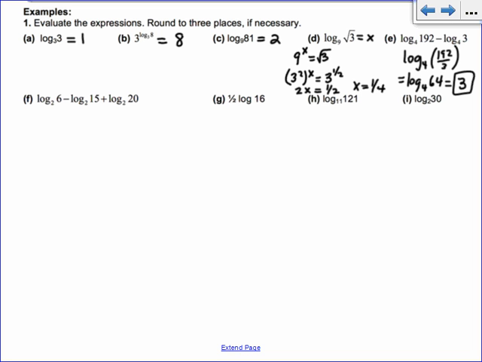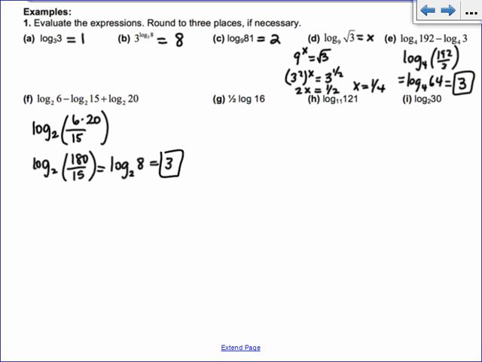All right. So next one, I have subtraction and addition. So if I'm combining, I'm going to have log base 2 of 6 over 15 for the first two. But then I'm adding log base 2 of 20, so I'm going to say times 20. So I'm just going to put it on the top with the 6. So it ends up being log base 2 of 180 over 15, which is log base 2 of 8, which is 3. Okay, so some of them you can go all the way down to a nice integer at the end. All right, how about this next one?